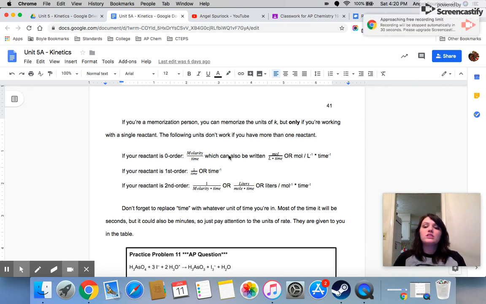If your reaction is second order, so that means you have one reactant that is second order or two reactants that are both first order, 1 plus 1 equals 2, then your unit for K is 1 over molarity times time, all right? Or you'll often see it as liters over moles times time.